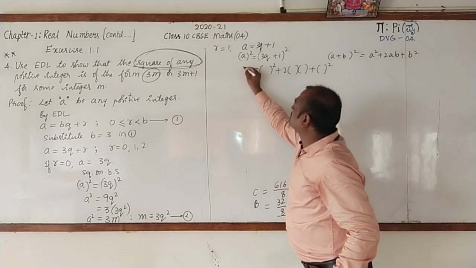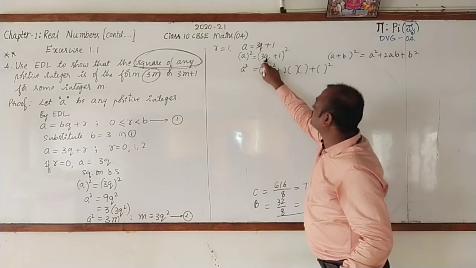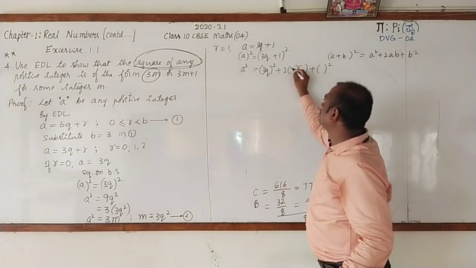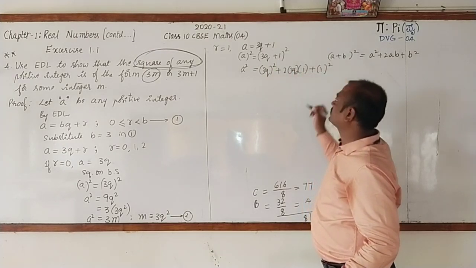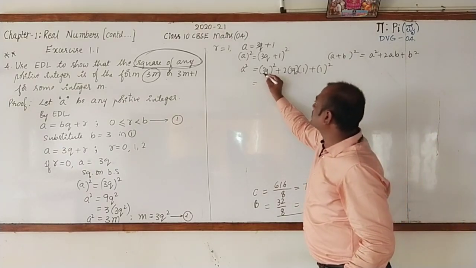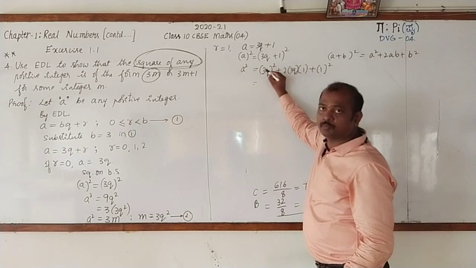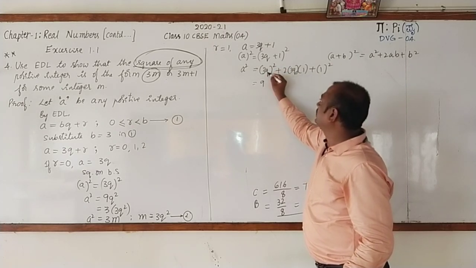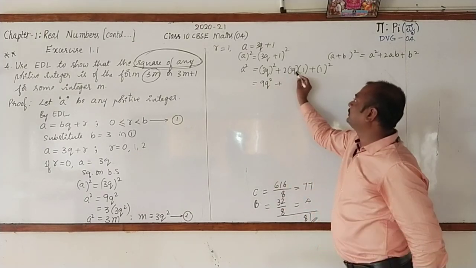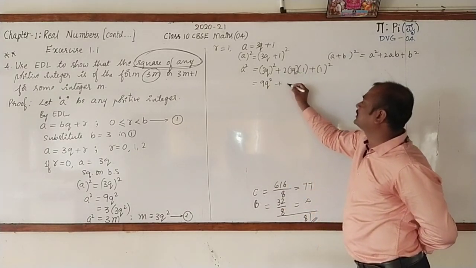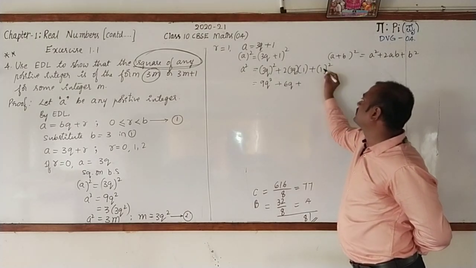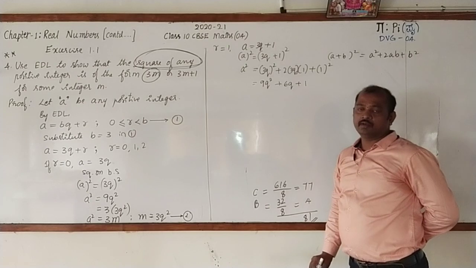Now, here this a square as it is. What is in place of a? It is 3q. b is 1. So, 3q, and 1 is 1. I hope that you have understood. Now, simplify this. What is 3q whole square? Apply square to both. 3 square is 9. q whole square is q square. Plus, multiply constants. 2 3s are 6, 6 into 1, 6. 6q plus 1 square is 1.